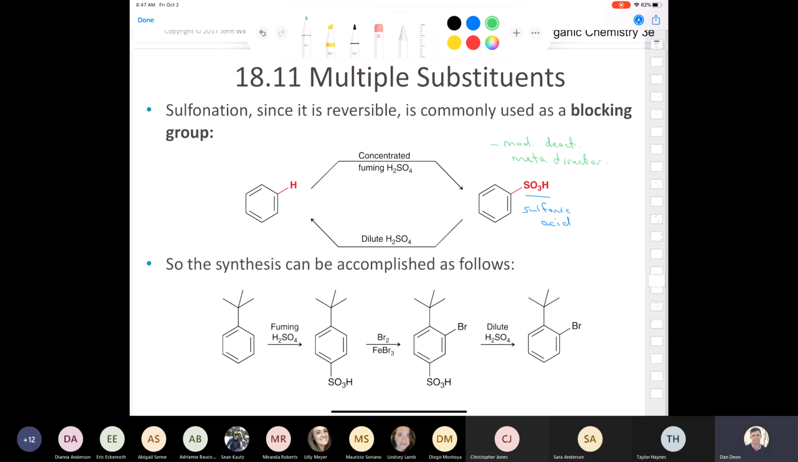Okay, so I'll give you a second to take a look at the synthesis that's shown below. Now you can see that we're starting out with an ortho para director. We're going to install a meta director. So now we've got a meta director and an ortho para director. The para position from the tert-butyl is blocked. So that means it's going to direct at the ortho position. And that position also happens to be meta to the sulfonic acid. Everything's set up perfectly. So now we can simply brominate and then remove our sulfonic acid using dilute sulfuric acid.